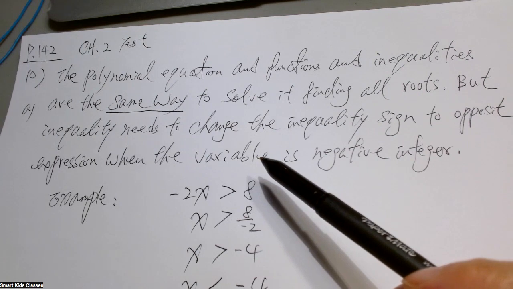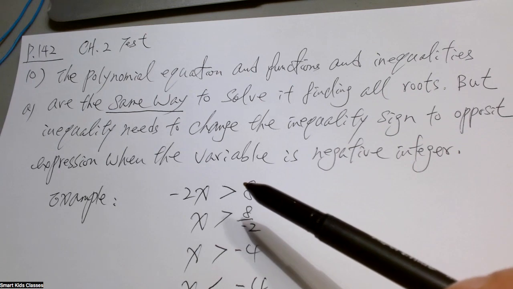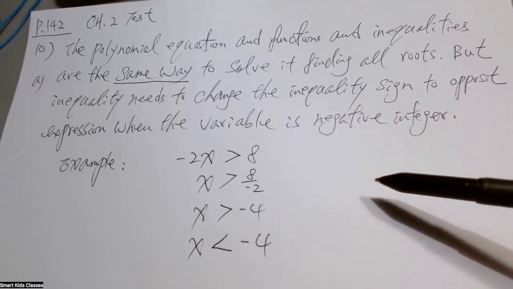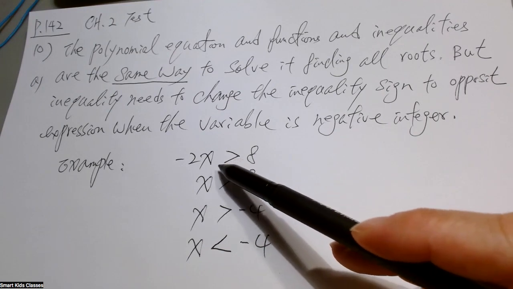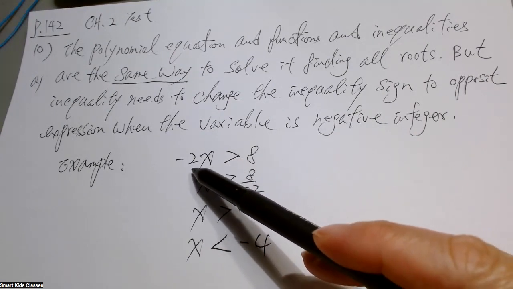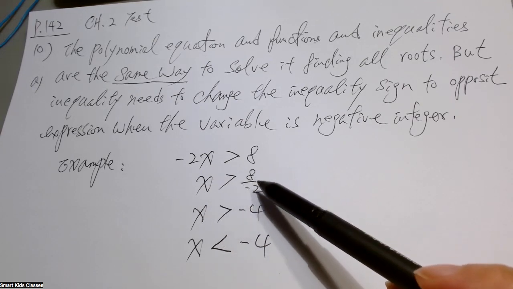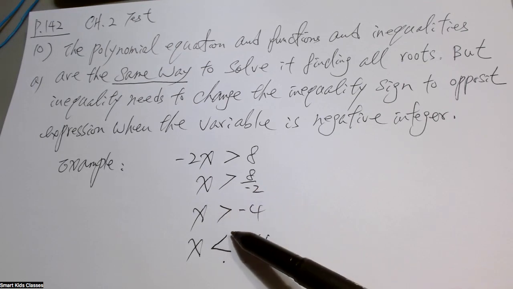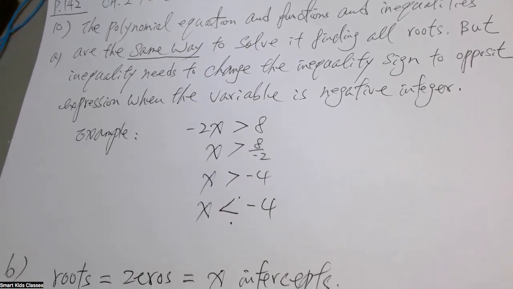But an inequality needs the inequality sign changed to the opposite when dividing by a negative number. For example, negative 2x is larger than 8. To solve this inequality, you see the coefficient is negative. So x is larger than 8 over negative 2, x larger than negative 4. In the final step, you need to reverse the inequality sign. x smaller than negative 4, and that's the only difference in solving it.